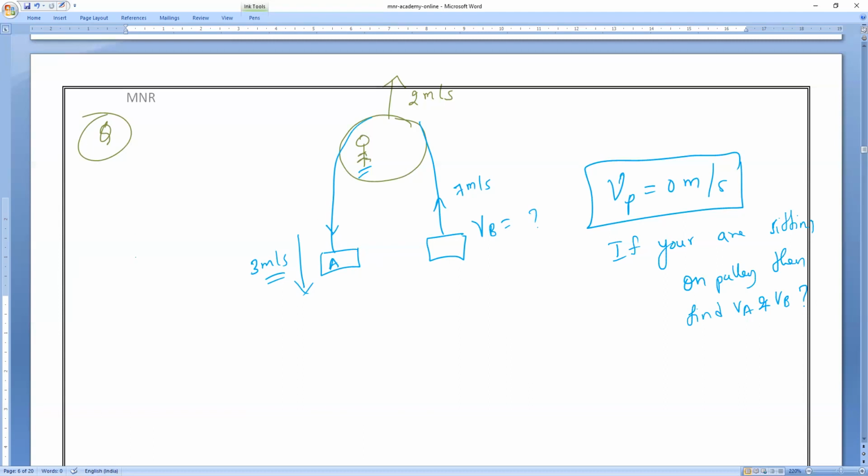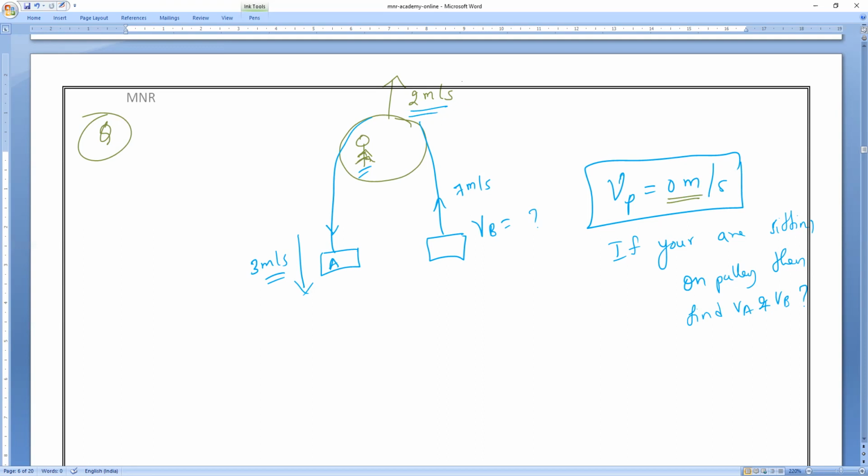Already we know that if the observer is on the ground, VA is equal to 3 meters per second and VB is equal to 7 meters per second. As the observer is on the pulley, he will feel that the pulley is not moving. So according to the observer, the pulley's velocity is 0. But actually the pulley is moving with 2 meters per second.